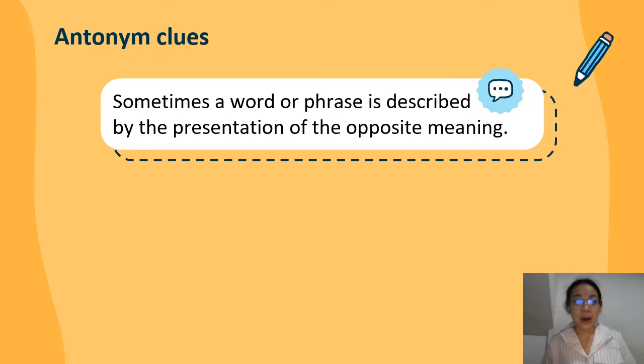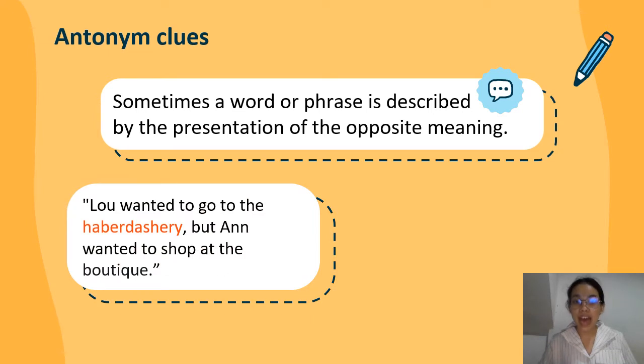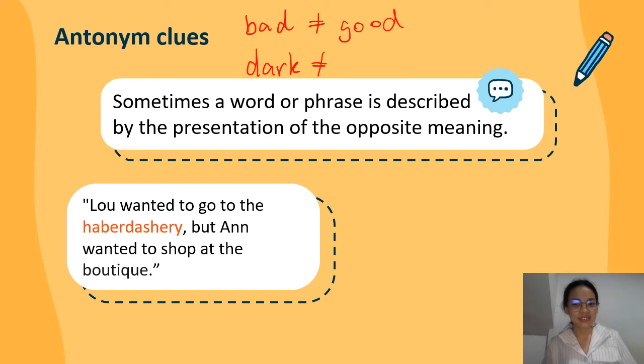The antonym is the opposite word, the opposite of synonym. If I say bad, the antonym of the word bad is good. What about dark? It's white. Dark is a color. For example, what time is it? It's 9 p.m. now, so it's dark at night. It's dark at night. And for antonym, let's see the opposite meaning.